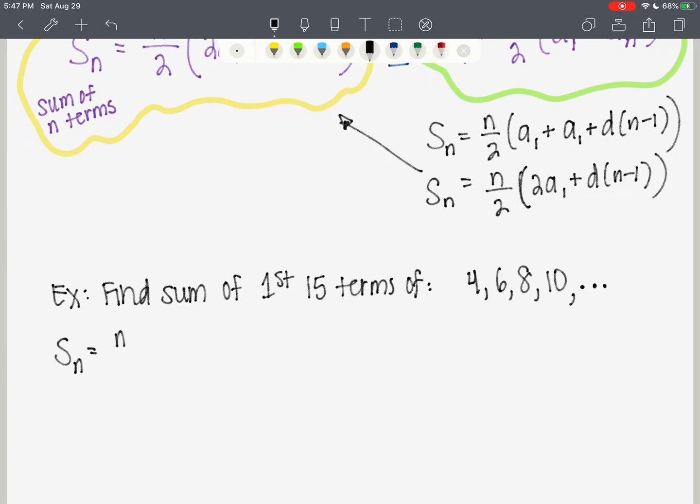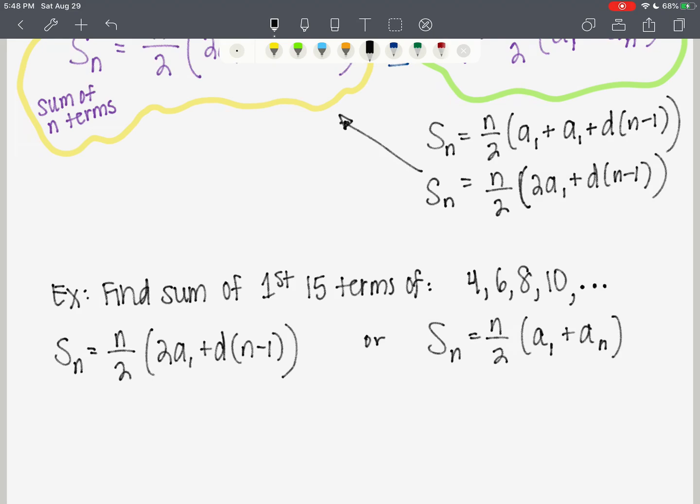So we can use S sub n equals n over 2 times 2a sub 1 plus d times n minus 1, or we can use S sub n equals n over 2 times a sub 1 plus a sub n. Well, let's see what we have here. We've got a sub 1, that's 4. We've got the first 15 terms, so we know what n is. And we know that d is equal to 2. 6 minus 4 is 2. 8 minus 6 is 2. 10 minus 8 is 2. So we know that d is equal to 2. It looks like we have more information for the formula on the left. So that's the one I'm going to use.